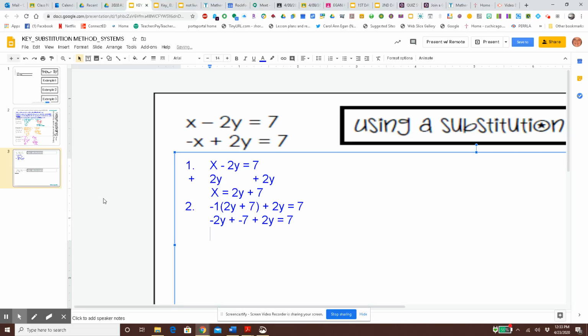So combine like terms, negative 2y, positive 2y. Those are additive inverses, or they're opposites. So they're going to actually cancel each other out, leaving me with a negative 7 equals 7.